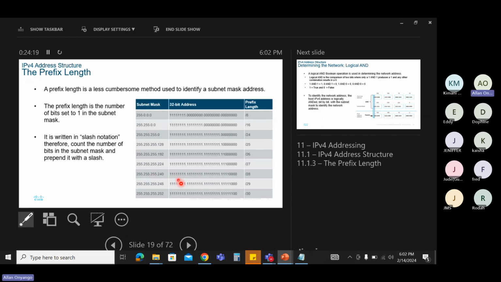/29 means we are having 24 plus 5. So that's 128 plus 64 is 192, plus 32 is 224, plus 16 is 240, plus 8 is 248. /30 here means there are 30 ones. 8, 8, 8 is 24 plus 6 to make it /30. And this is 192, 224, 240, 248, 252. By the way, /30 is the last subnet mask. Even though the total number of bits in IPv4 is 32, you will never have a subnet mask beyond /30. /30 is the last one.